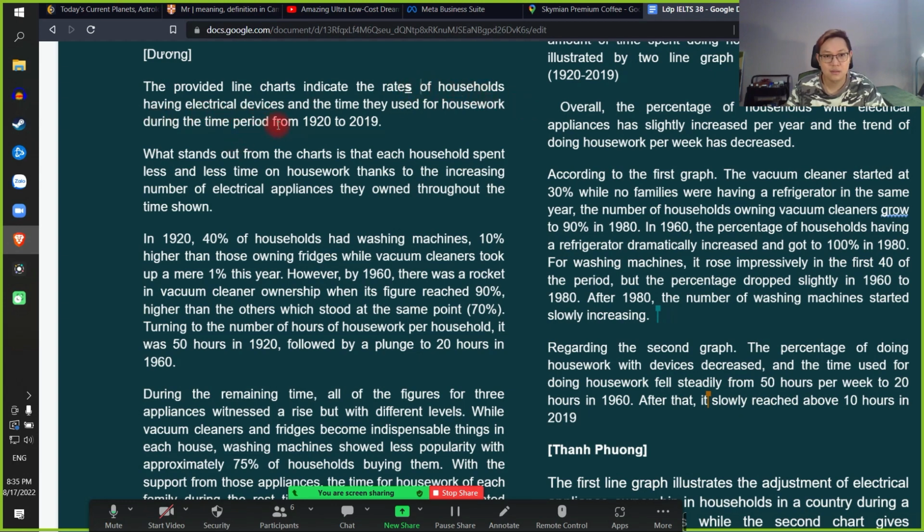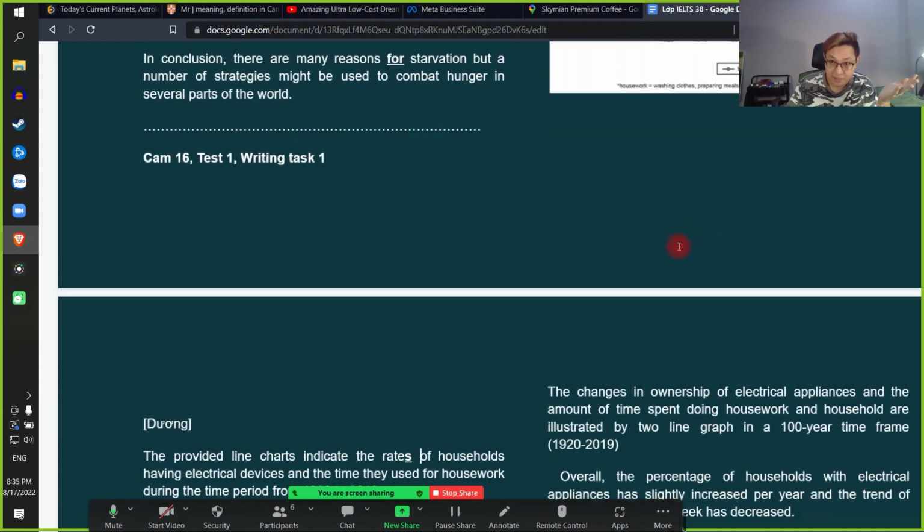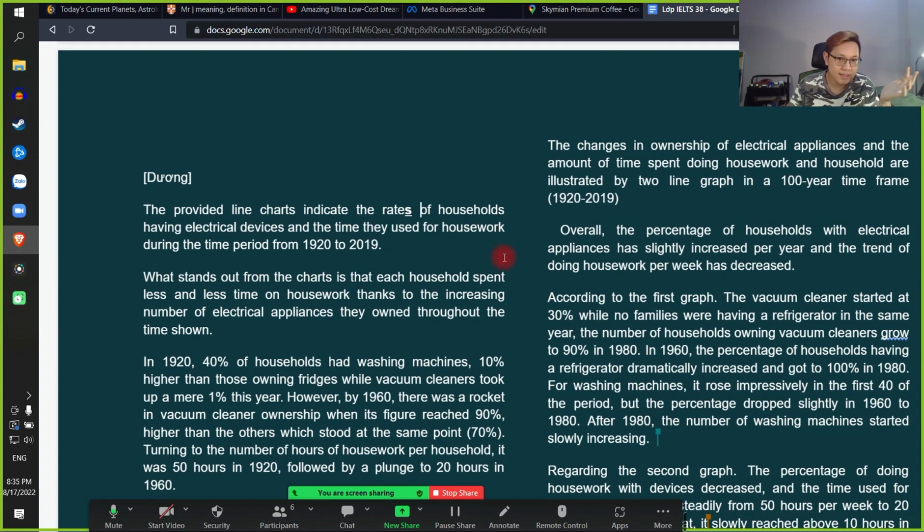Electrical devices. So you change the word appliances with devices. Okay, good. Thay đổi bằng chữ device cũng okay. And the time they use for, okay. The number of hours is of course the time. Số lượng giờ tức là thời gian của như nào. They use for housework.